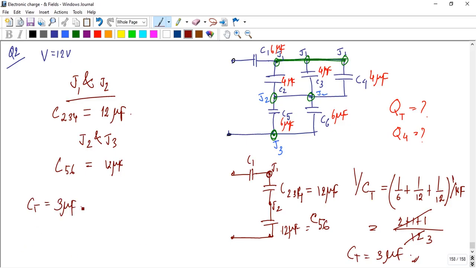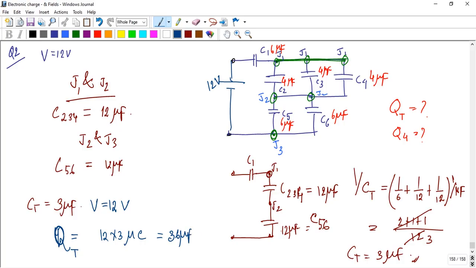And V is now given here as 12 volt. So V equals 12 volt, and Q equals CV, the total Q. So Q equals CV, 12 times 3 microcoulomb, that is 36 microcoulomb. The first answer we get is 36 microcoulomb.